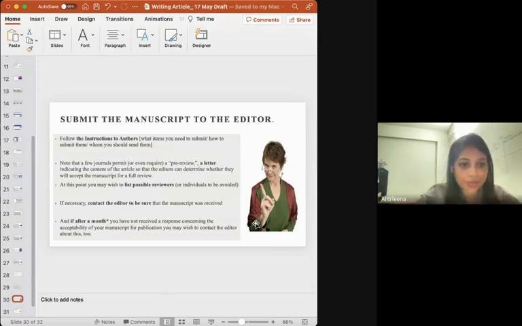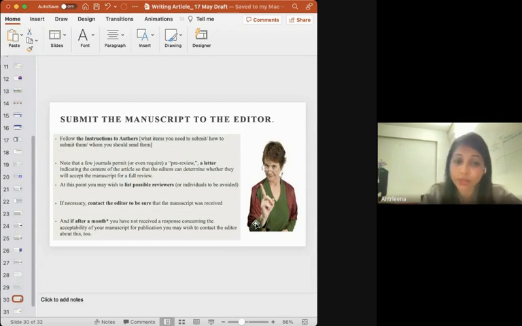And if necessary, at this point you may wish to list possible reviewers. Often certain journals allow you to choose the reviewers that you would like to review your paper, or to say that a certain reviewer should not review your paper. If you have any personal grudges with that person, that could also be an option.